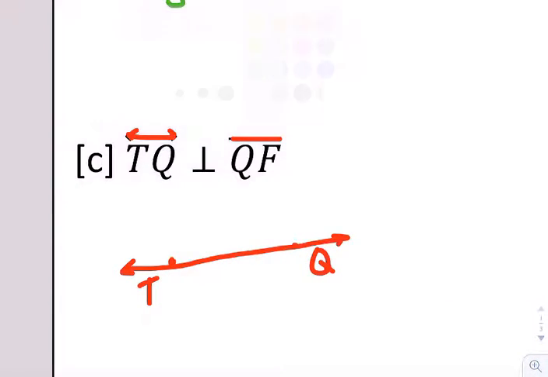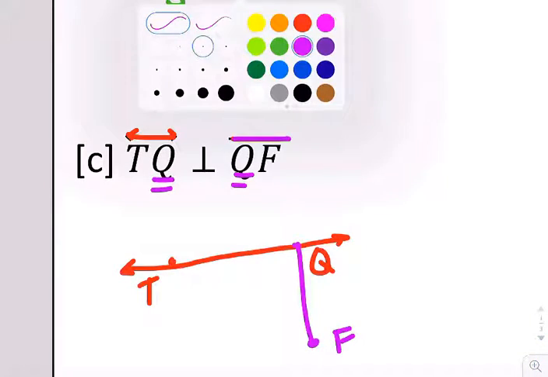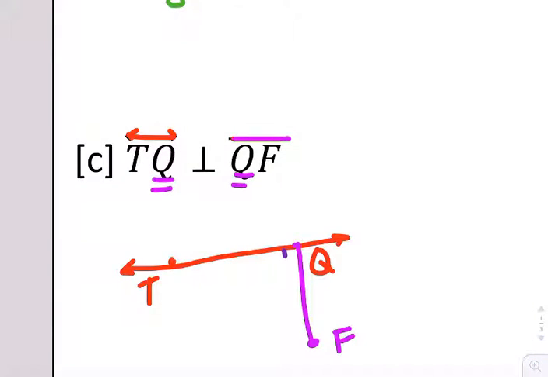I should change colors. That's going to be a line segment. Please note that it shares a Q. It has to be drawn in such a way that it's going to be perpendicular. So we're going to draw QF straight down, make that point F. Perpendicular means it crosses at a right angle, so we drew it to be such, but we should also mark the diagram. And so we have TQ perpendicular to QF. There we go.